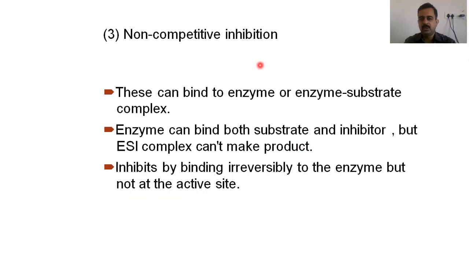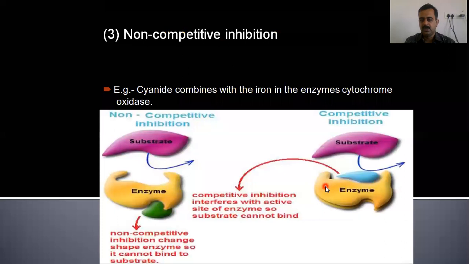Competitive, uncompetitive, non-competitive: these can bind to enzymes or enzyme substrate complexes. The enzyme can bind to substrate and inhibitors, but the ES complex can't make the product. Inhibiting is irreversible to the enzyme, but not at the active site.